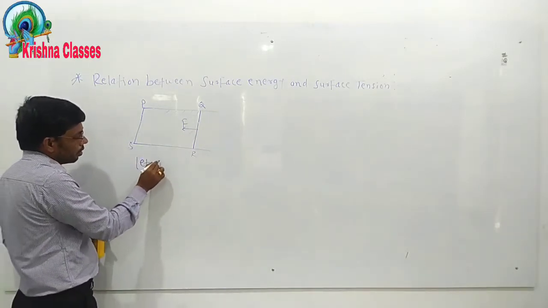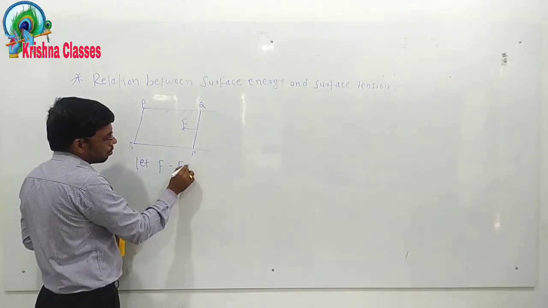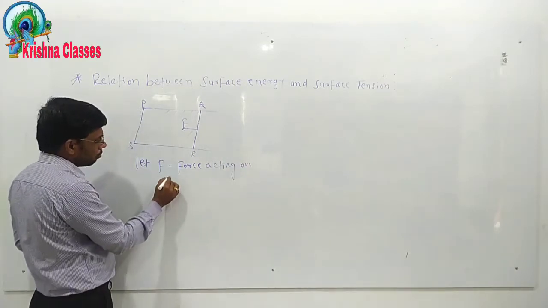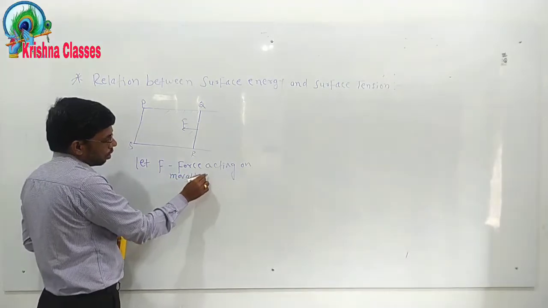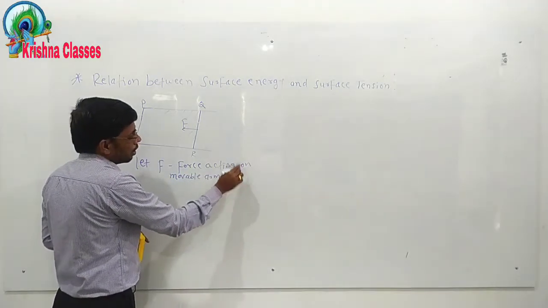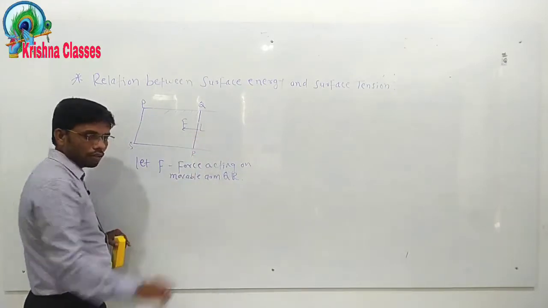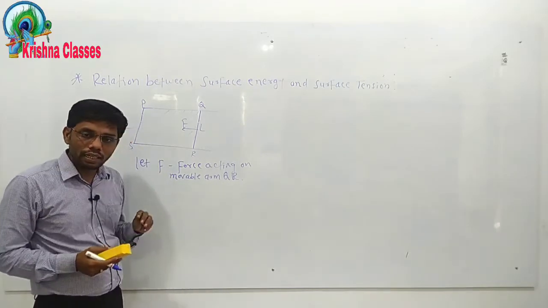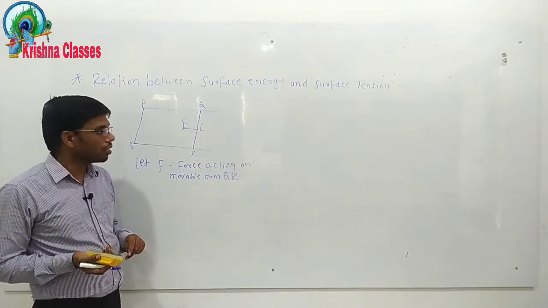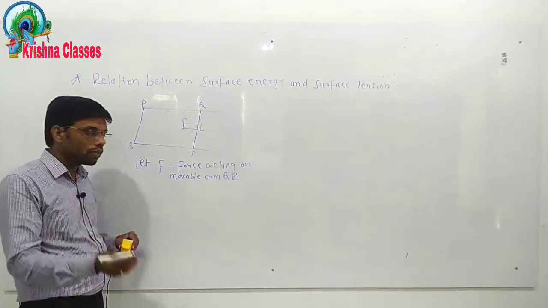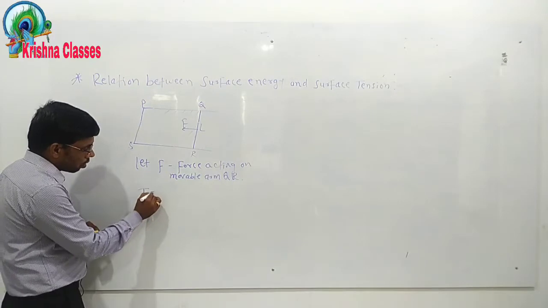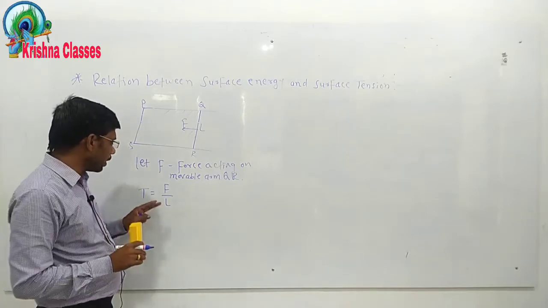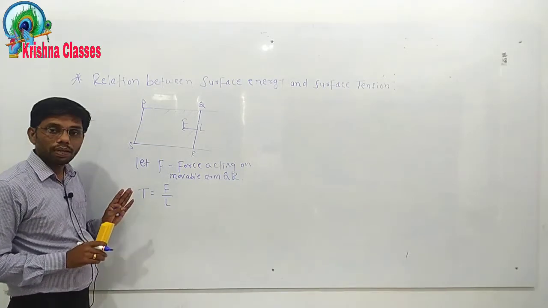Suppose let F be the force acting on the movable arm QR, and the length of this QR is suppose capital L. So we have considered the force F, that is the force due to the surface tension. Now we know the definition of surface tension. So T is equal to, what is the definition of surface tension? Force per unit length. So T equals force per unit length.